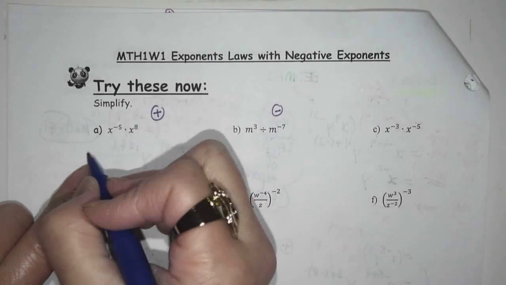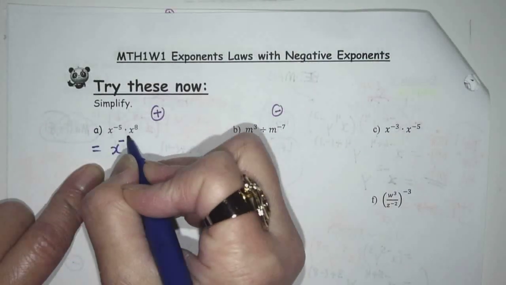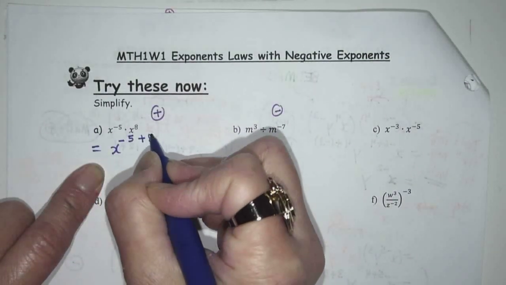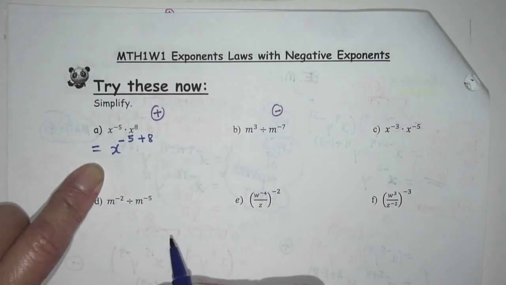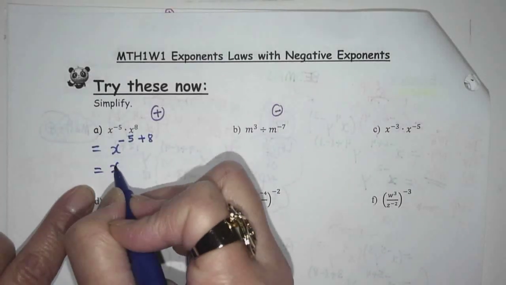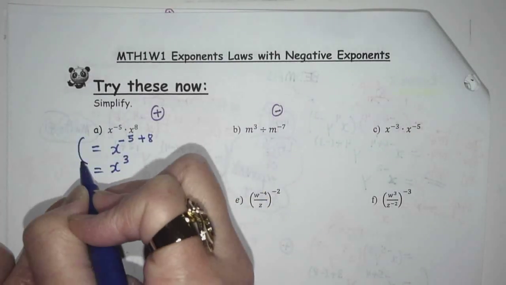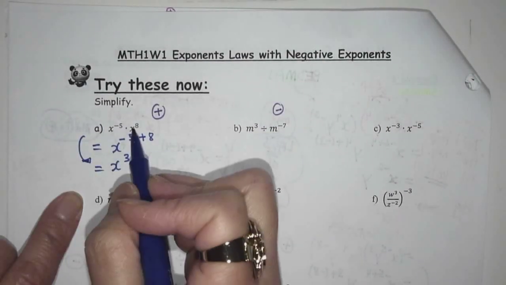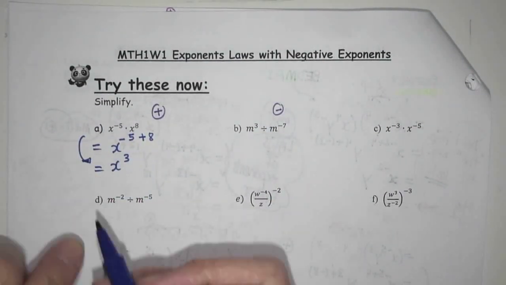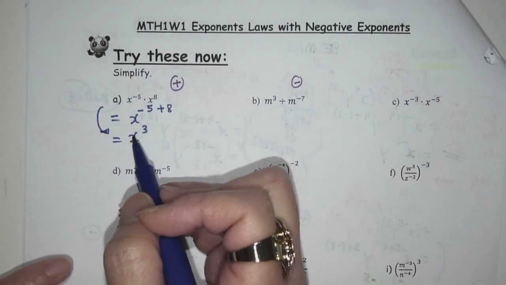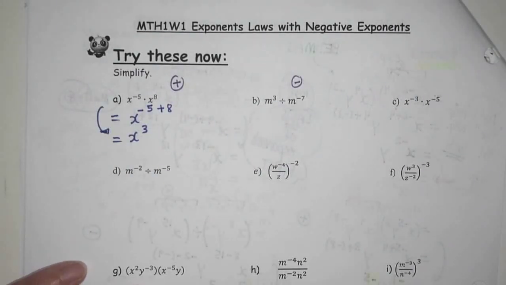You can write this step if you want. You don't have to, but it's negative 5 plus 8. When they have the same base, you're adding the exponents. This would be x to the 3. If you wanted to, you could skip right to that. Negative 5 plus 8 is 3. Then you look at your answer and go, that's beautiful, I can't do anything else with that, and you stop.